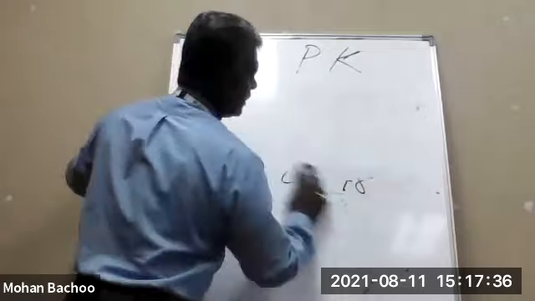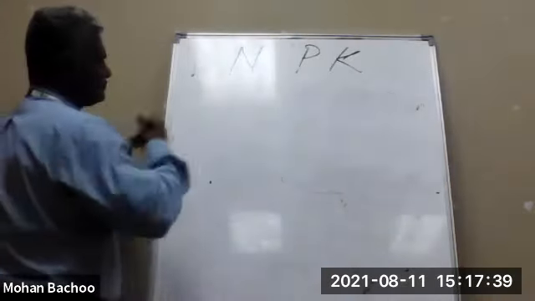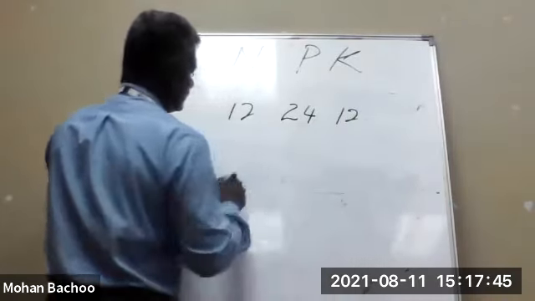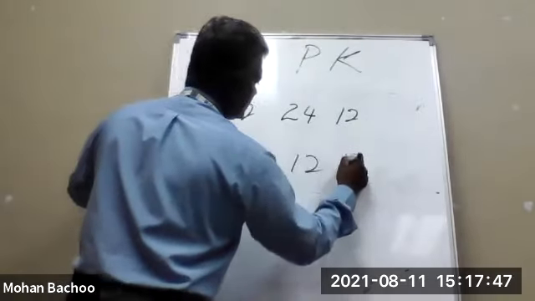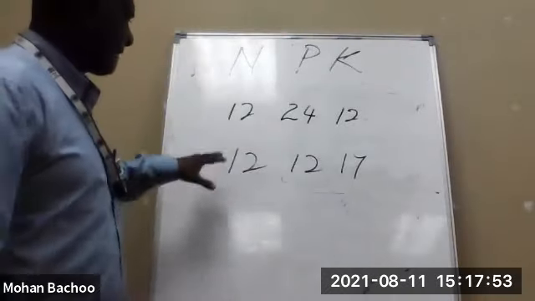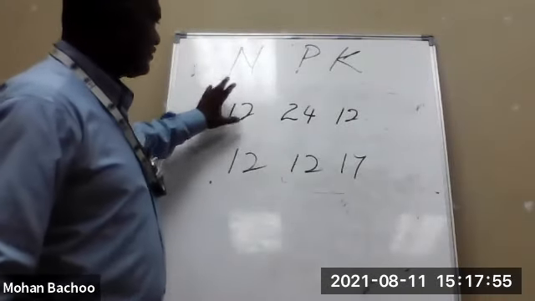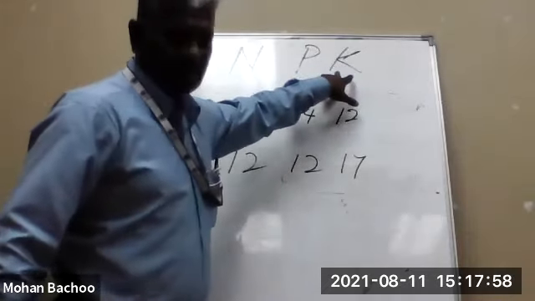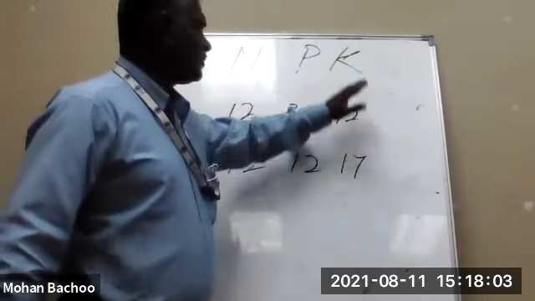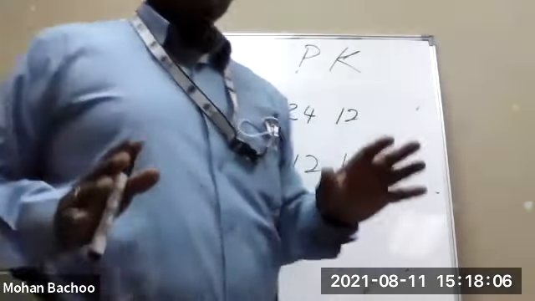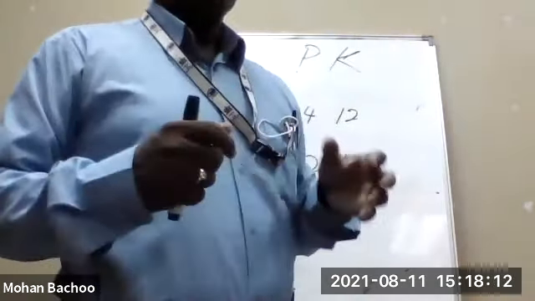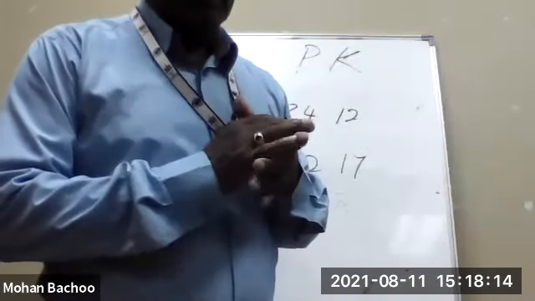It's so hot. If you see this now, 12, 24, 12, or you see 12, 12, 17, what does that mean? That means 12% of this, 24% of that, 12% of that, right? Same thing here, 12% nitrogen, 12% phosphorus, 17% potassium. Once you see the NPK all present in it, it is called a mix or a complete fertilizer. You get me so far?